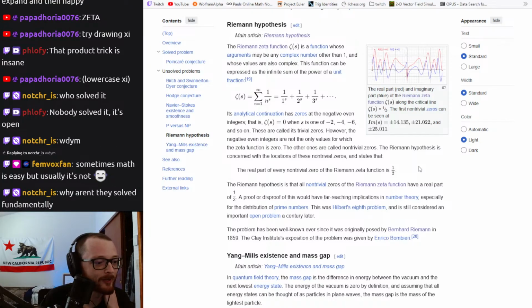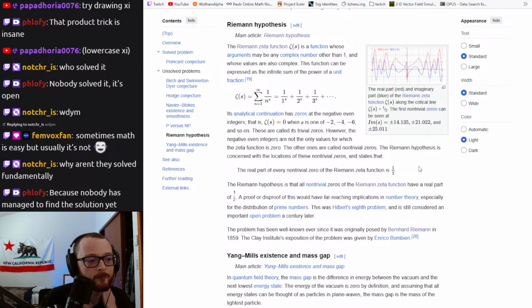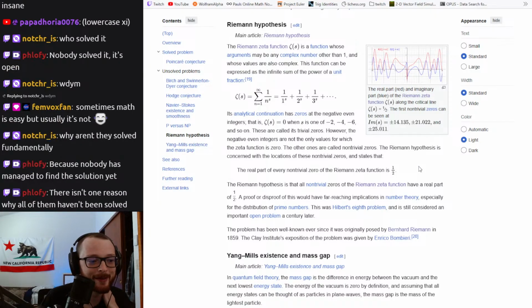Sometimes math is easy, usually it's not. Why aren't they solved fundamentally? Because as far as we've found, existing math isn't helpful in solving the problem. And so someone needs to invent some new type of math that can solve it. And that's incredibly difficult because it's a very open-ended thing to just invent new math. That's what math research is, inventing new math. Theoretically, anything at all could be helpful, but most things probably aren't. But you don't know what is helpful until you try it.